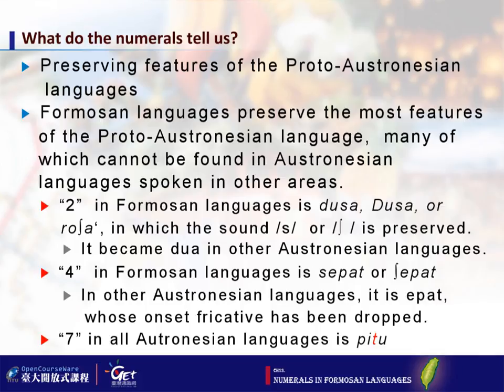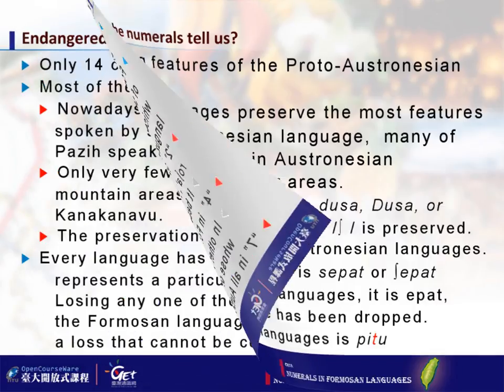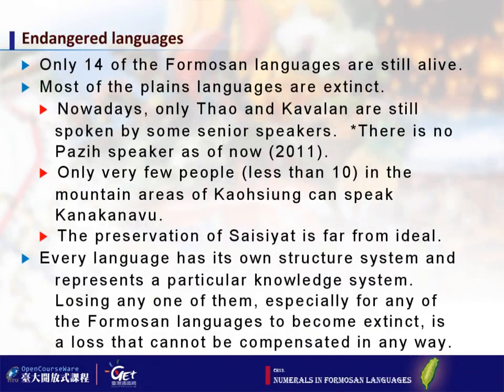And 7 in all Austronesian languages is Bitu. Okay. So only 14 of the Formosan languages are still alive. That's why the Ministry of Education now makes the official number of Formosan languages in Taiwan 14. Okay, most of the plain languages are extinct.